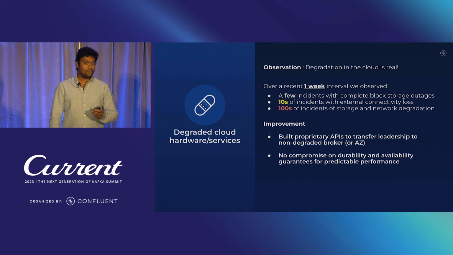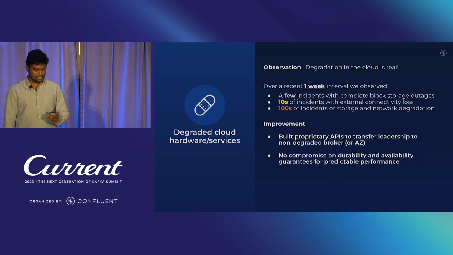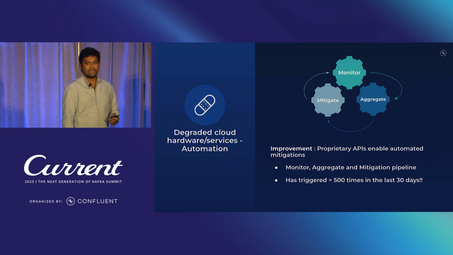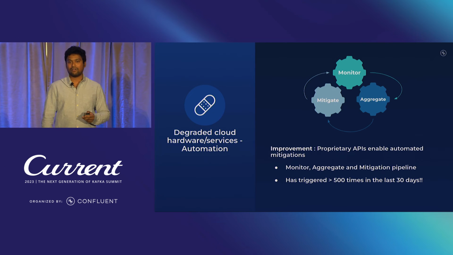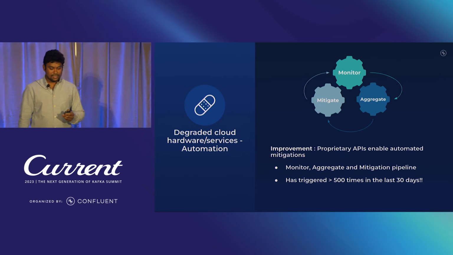So the improvement that we have here is we have proprietary APIs in Confluent that are able to transfer the leadership to a non-degraded broker, a non-degraded AZ, when these kinds of incidents happen, again, without any compromise on durability and availability for consistent performance. I mean, you can have these APIs, but you can't go and trigger them every time it happens, right? It's a lot of on-call overhead, so you have to build automations around it so that you can actually scale sublinearly with the amount of clusters that we have in Confluent Cloud.